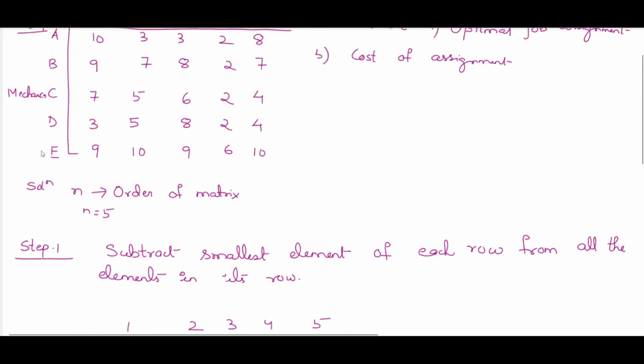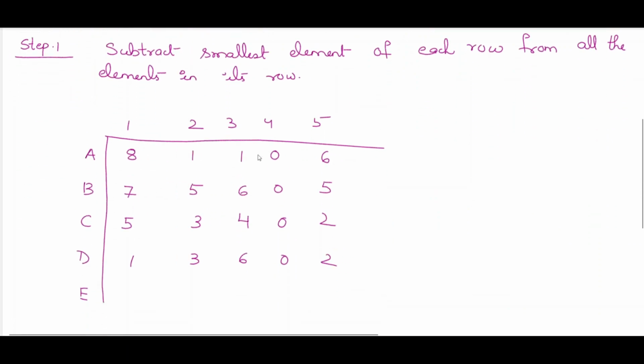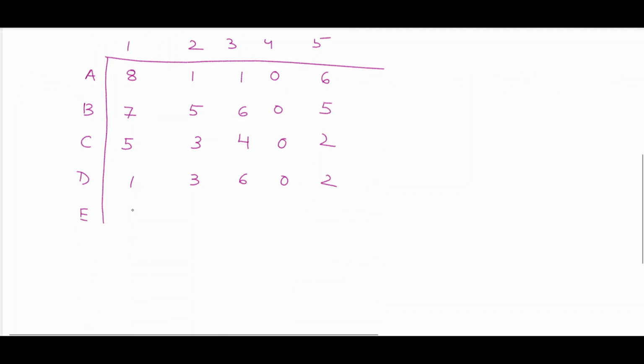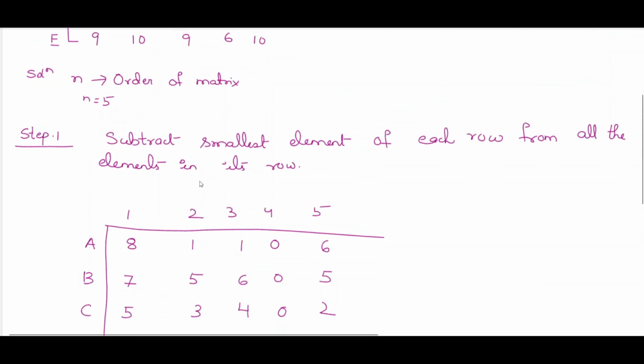And next the last row, here the minimum element is your 6. So 9 minus 6 is 3, 10 minus 6, 9 minus 6, 6 minus 6 is 0, 10 minus 6. So if you perform all these subtractions, you will get 3, 4, 3, 0 and 4. So this is step 1. Step 1 we have completed.